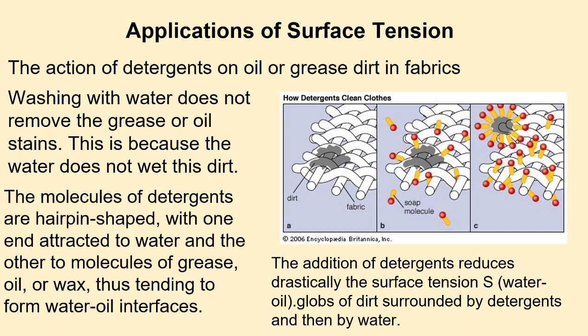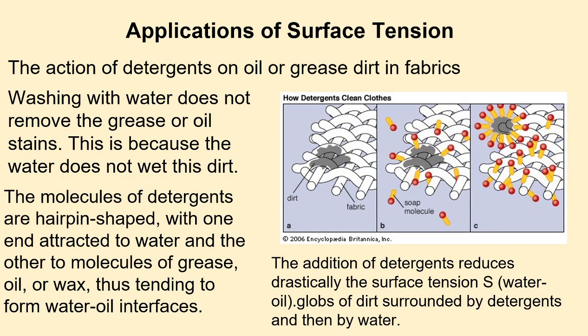And in addition to this, there is also one more thing: the addition of detergent, whose molecules attract water on one end and oil on the other, reduces drastically the surface tension of the water oil interface, so it becomes energetically favorable to form such an interface. So what happens? The globes of dirt are surrounded by the detergent, and then by the water.